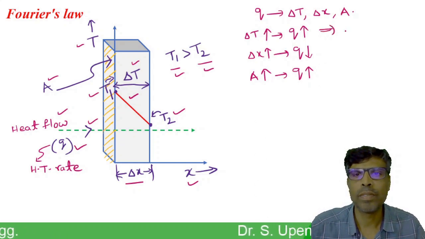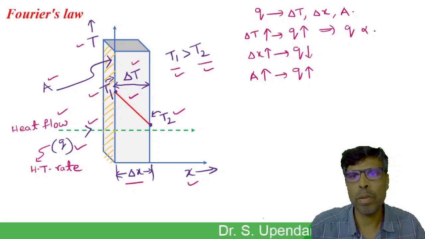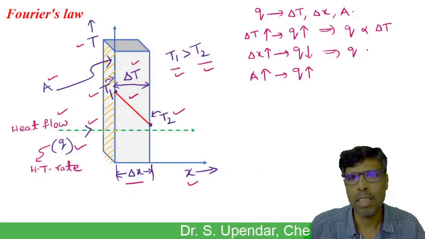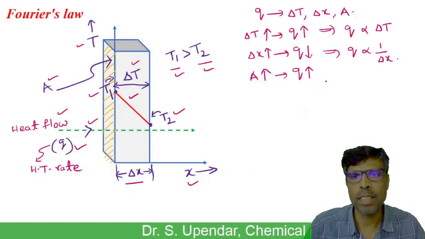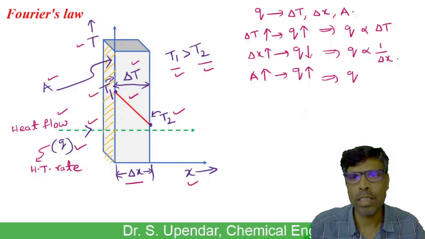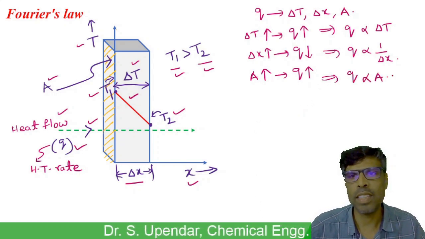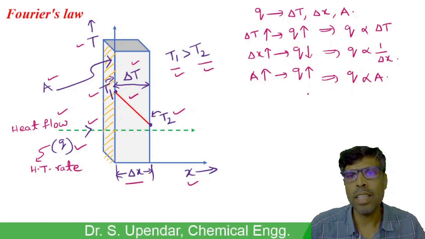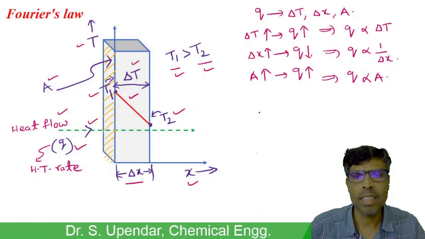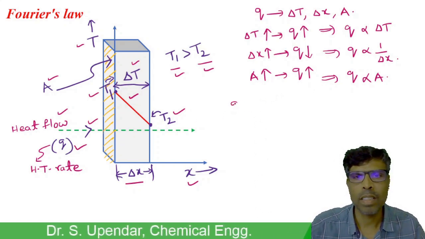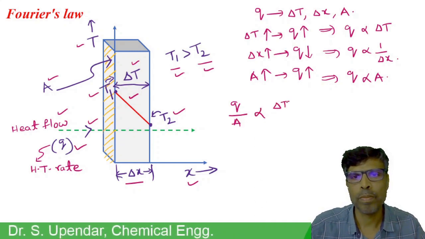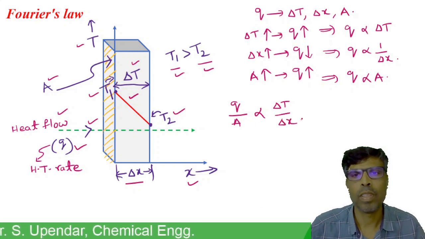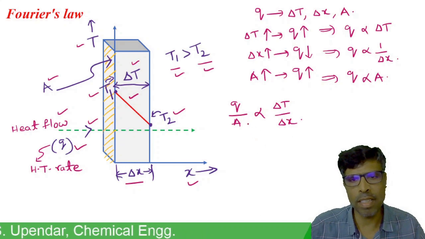These relations we can write. Q is directly proportional to temperature difference. Q is inversely proportional to thickness of the flat plate. Q is directly proportional to surface area. Combining the above three relations, we can express that heat flux is proportional to temperature gradient, which is Fourier's law.